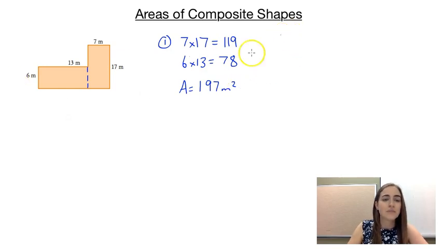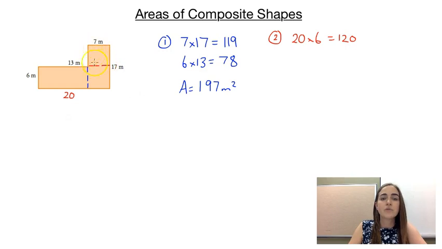Now, my second method: rather than splitting it down here, if I had split the shape across here instead, then I've got one long rectangle on the bottom and this shorter one up the top. To find the area of this long rectangle, I'd have to know the whole length of the base, which would be my 13 plus my 7. So that whole length along there would be 20. So this rectangle would be 20 times 6, which would be 120.